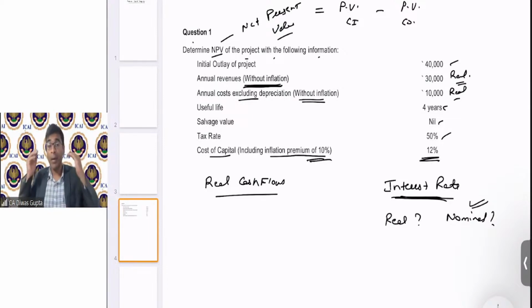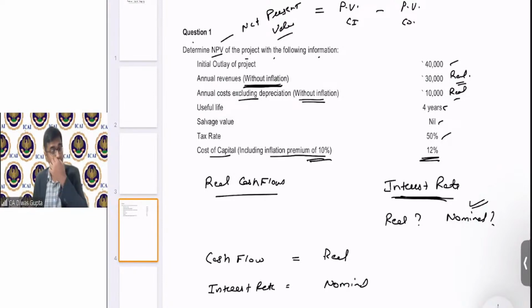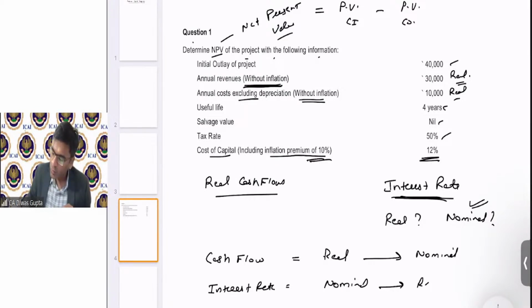Now, student, just apply your mind. Cash flow, real. Interest rate, nominal. Don't you think either cash flow needs to convert it to nominal or interest rate needs to be converted to real? Then only we have to do the calculation.